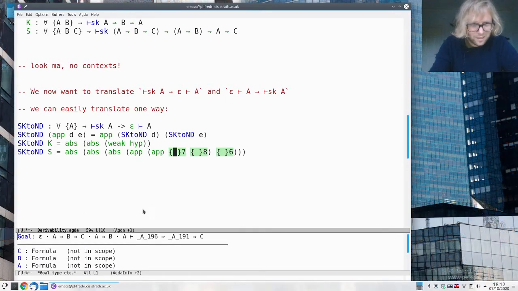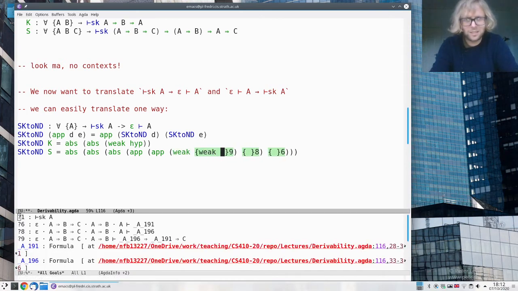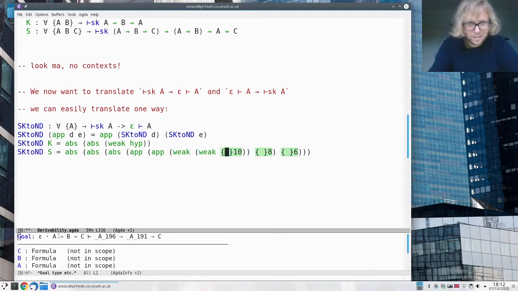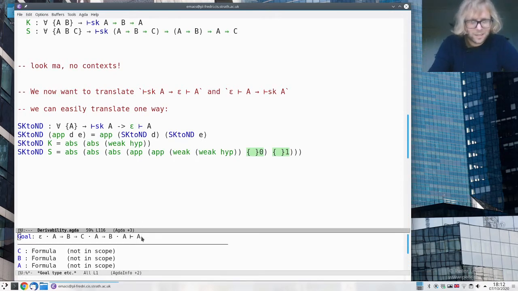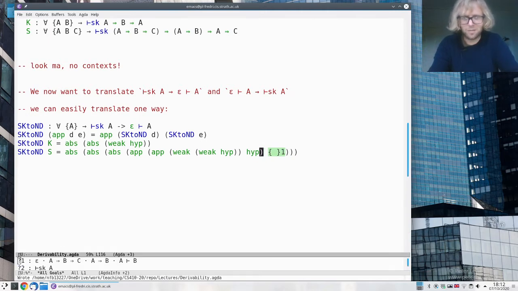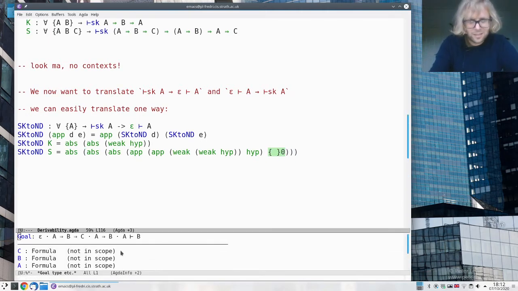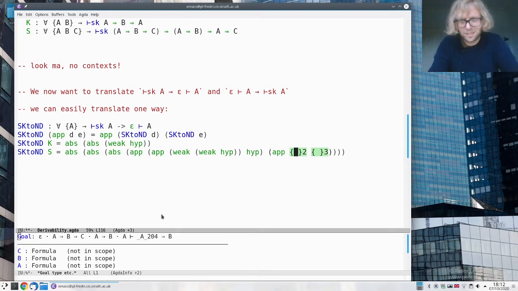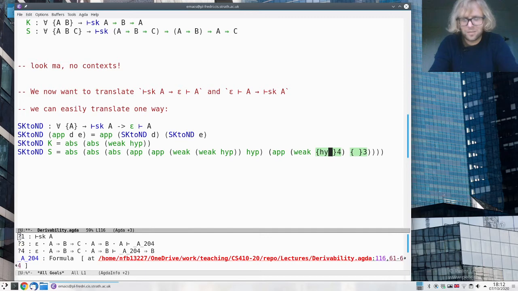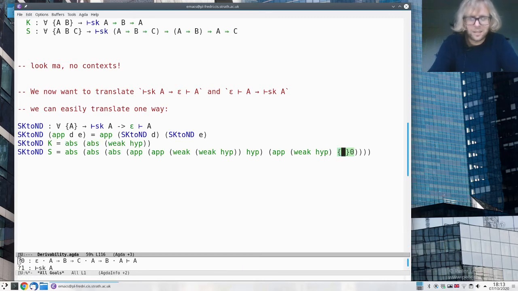Alright, so this thing is going to be the third assumption, so we're going to weaken twice. And now here, this is the hypothesis we want. Okay, and now here we need an A, but we have an A as our most recent hypothesis. And here we need a B. Well, we can get the B if we apply this thing to that thing. It's going to be an application of something to something. Well, this is the second thing, so that's weakening of the hypothesis. And this is just going to be the most recent thing, so that's that.